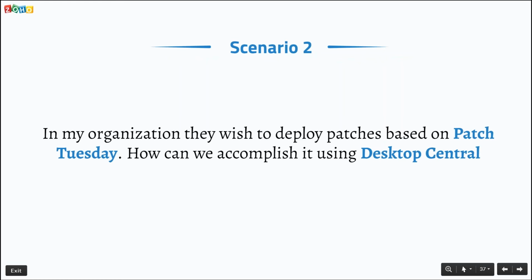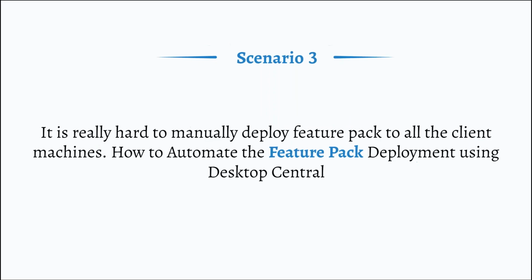In my organization, they wish to deploy patches based on Patch Tuesday. How can we accomplish it using Desktop Central? As we have seen earlier, we have got a separate window for Patch Tuesday. Based on this, we can very well deploy the patches on Patch Tuesday week or the upcoming weeks.